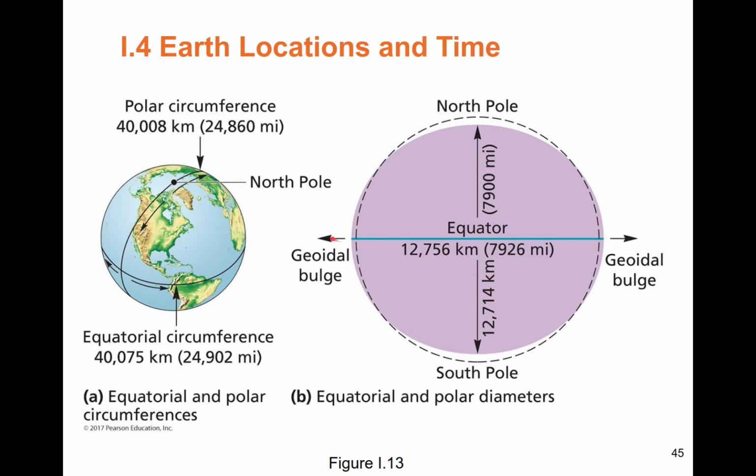If you were to measure the distance from one side of Earth to the other, it'd be 7,926 miles going across the equator. If you went from the North Pole to the South Pole, it's only 7,900 miles, a savings of 26 miles if you were going to walk through the Earth one way or another. I would walk from the North Pole to the South Pole. You'd save 26 miles.